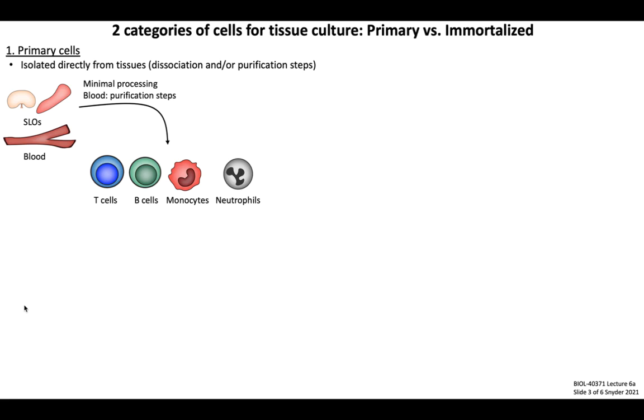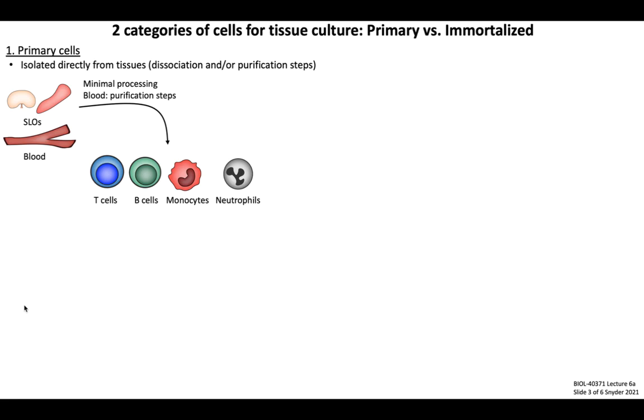For the remainder of this lecture, we will learn more about the types of cells that you can work with in vitro. These are broadly split into two categories, primary cells and immortalized cells. We will learn more details about each of these in the next slides, but let's first go over a quick summary of what defines each of these categories.